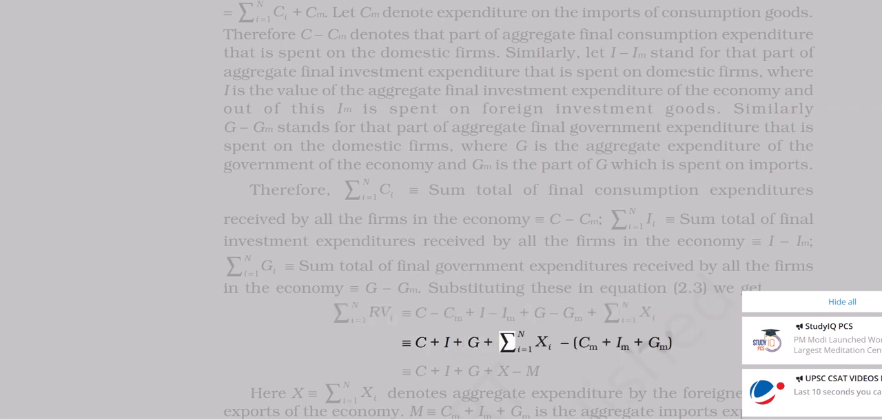C + I + G + Σ(i=1 to n) X_i − (C_M + I_M + G_M), which is C + I + G + X − M. Here Σ X_i denotes aggregate expenditure by the foreigners on the exports of the economy. M, which is C_M + I_M + G_M, is the aggregate imports expenditure incurred by the economy.